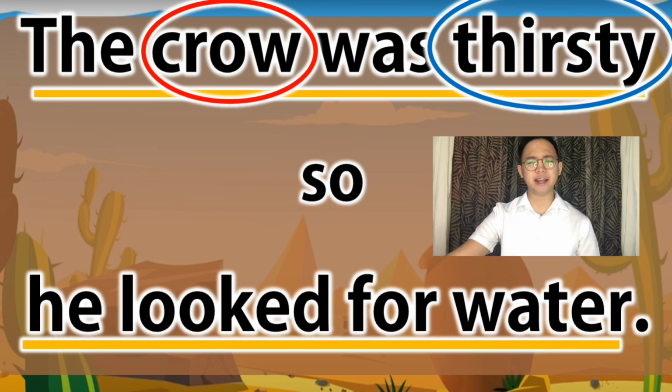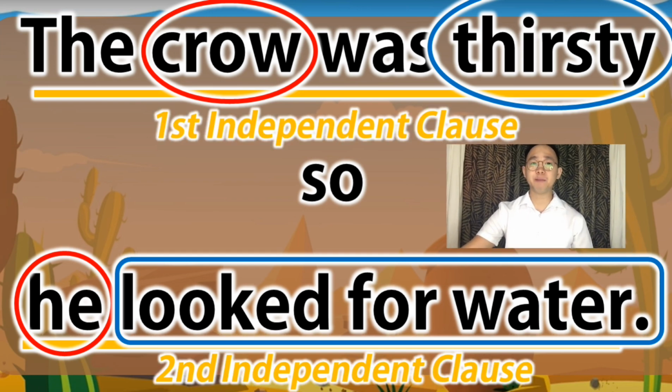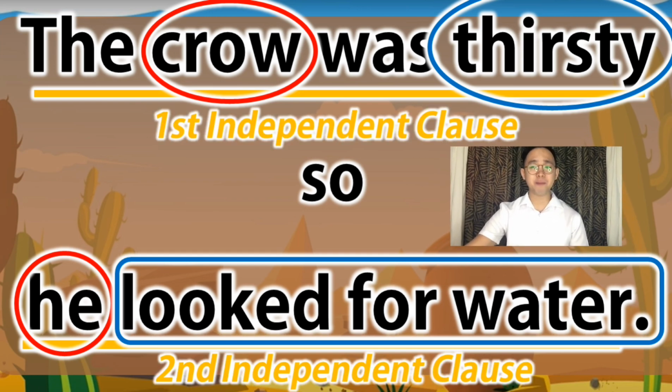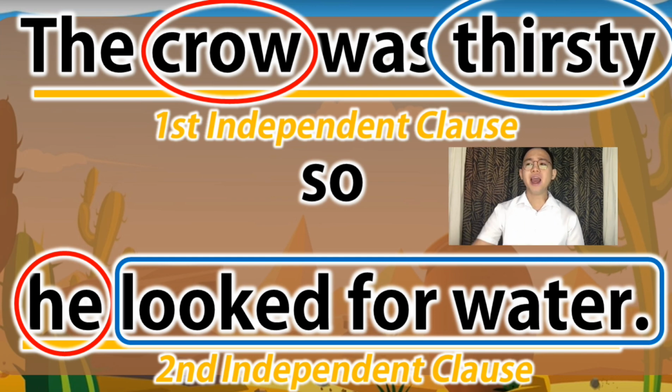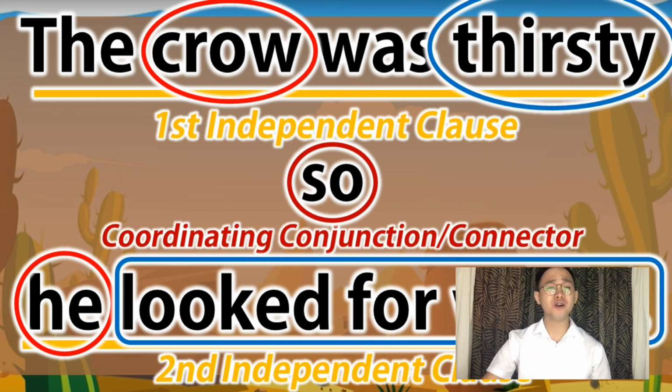How about the third line? Alright, so now he is our subject, and looked for water is our predicate. So therefore, we have our first independent clause and our second independent clause. So for this sentence, we have two independent clauses or two simple sentences, right? How about the word so? The word so is what we call the coordinating conjunction or the connector. Or should I say, the bridge that connects the two independent clauses.